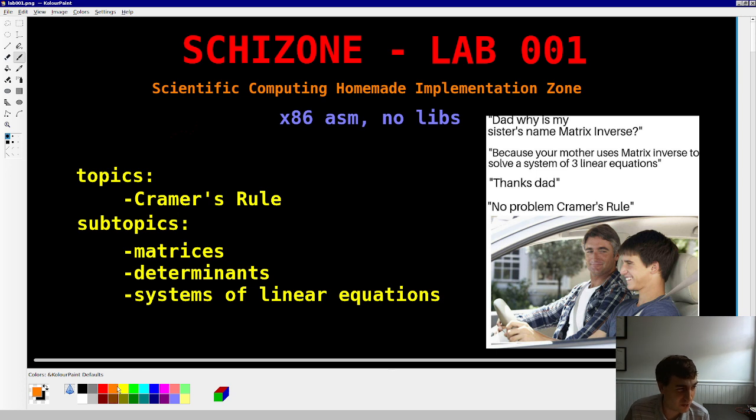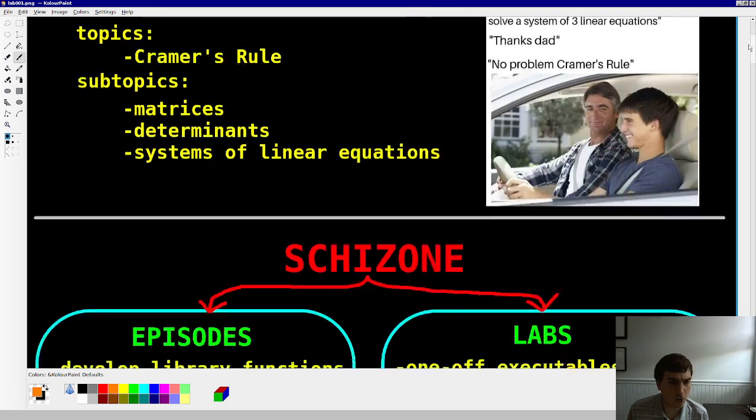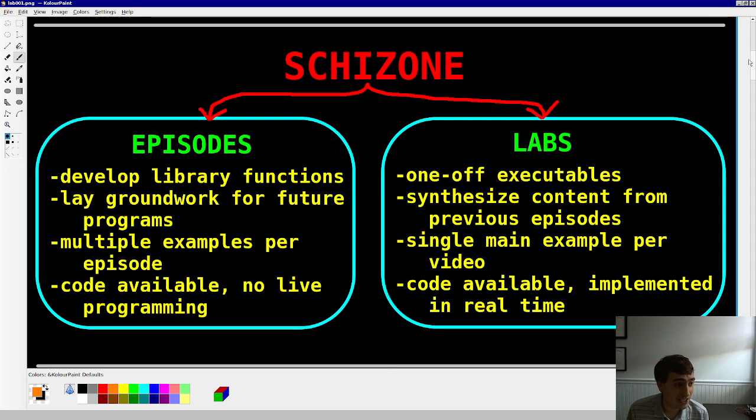What's Cramer's rule? It's a way you can solve systems of equations, and we're gonna implement Cramer's rule to solve a physical example, a real life structural analysis problem from scratch in x86 assembly. So if that interests you, you can watch. Otherwise, you can leave.